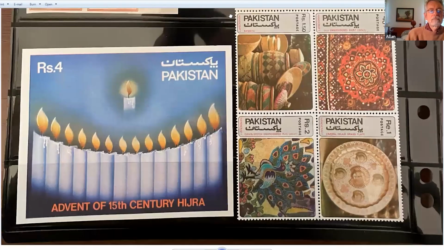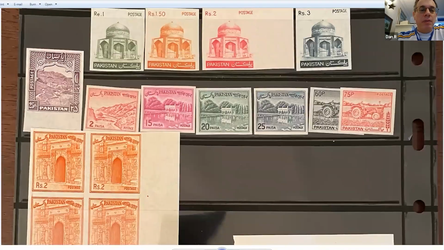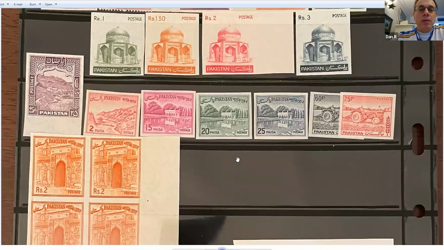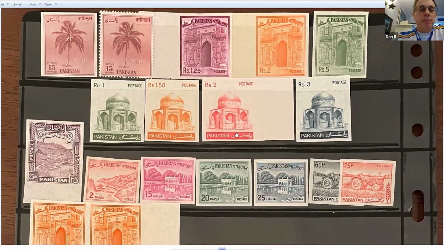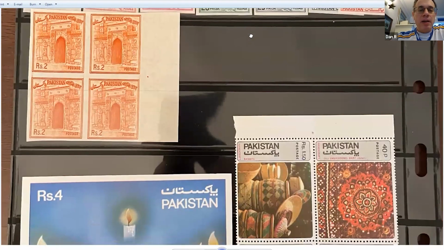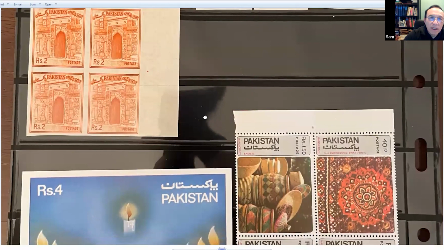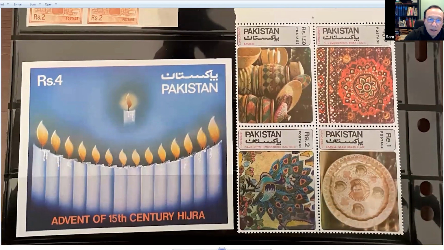Are those issued imperf or are those proofs? I think they are imperf because they are the right color of the stamps. Yeah, I think they are imperf. Are they listed in Scott as imperf? No. Scott doesn't list imperfs in Pakistan at all. So I don't know if any other catalog will list imperfs. I'm not sure.